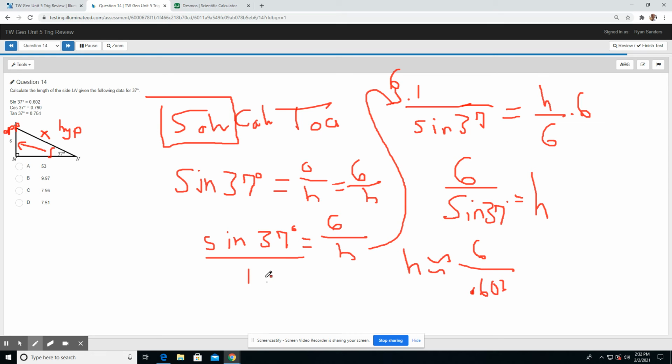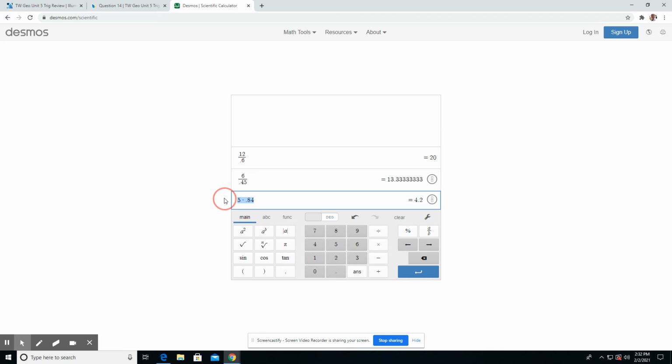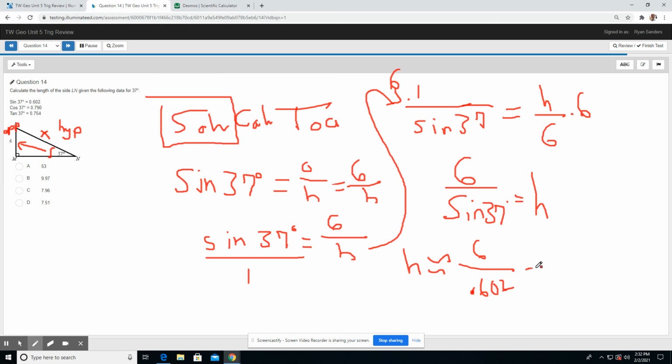It's a decimal. 0.602. Yep. 6 divided by 0.602. 9.9667, I think it was. And that's 2 decimal places, so look at that. That rounds up. 9.97 is the approximation.